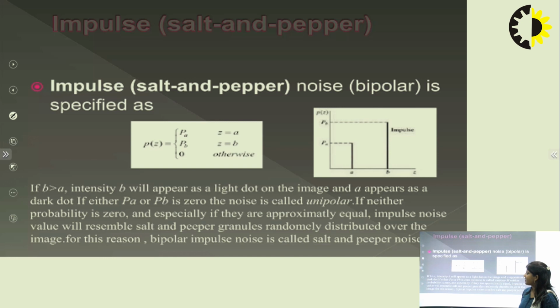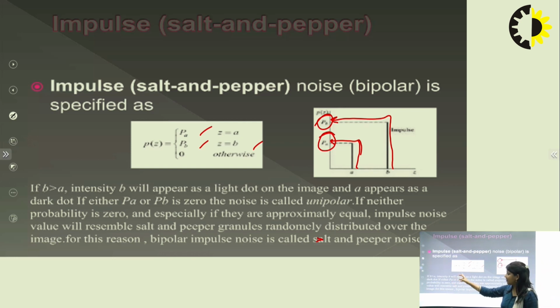Next is salt and pepper noise, or impulse noise. It's very important. This noise is caused due to environmental or air pressure or similar reasons. So here we get the value of the noise, that is PA and PB, when z equals A and z equals B. So what is the value of PA and PB? At position A, we get the noise value PA, and at position B, the impulse noise value is PB.